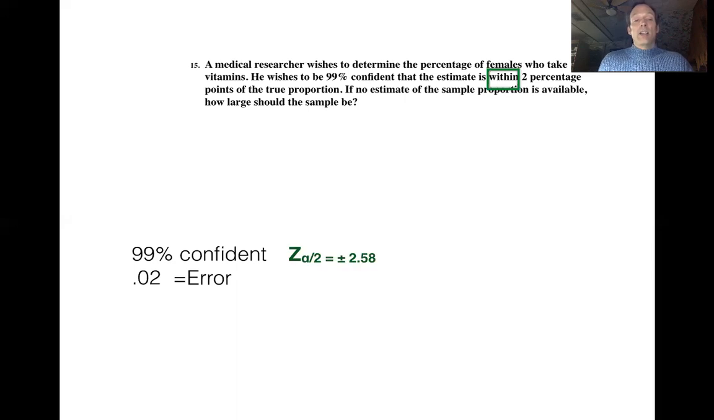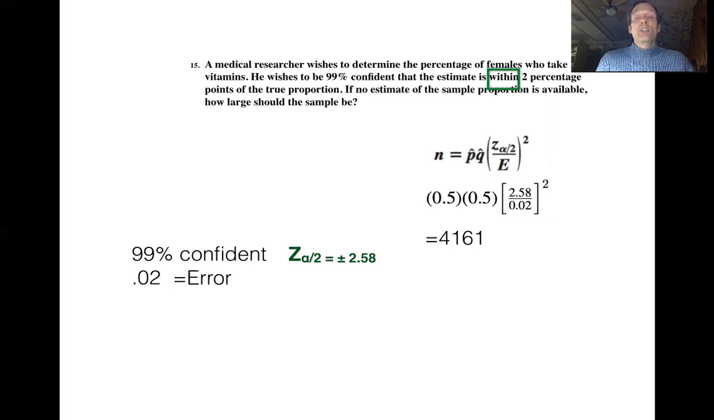I happen to know that 99% confidence is also going to be equal to a z alpha over 2 value of plus or minus 2.58. Now I'm going to load this into my formula, and I'm going to end up with the number 4,161. So that's telling me if I'm that medical researcher and I wish to figure out the percentage of women who are taking vitamins, I need to be 99% confident, and I cannot be off the mark by more than 2 percentage points of the true proportion. I must use a minimum sample size of 4,161.